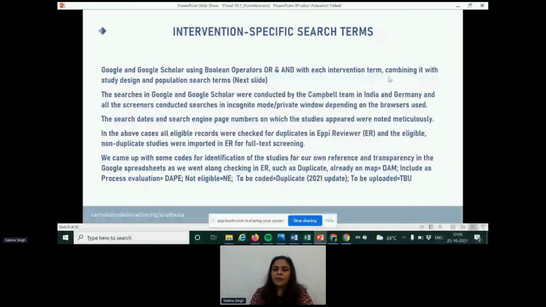And for that, we came up with some codes that could guide us, like which studies actually need to be uploaded to the EPPI-Reviewer. We just came up with basic codes for our own convenience, our own reference and transparency. So I'll just share a snapshot of that also with you.